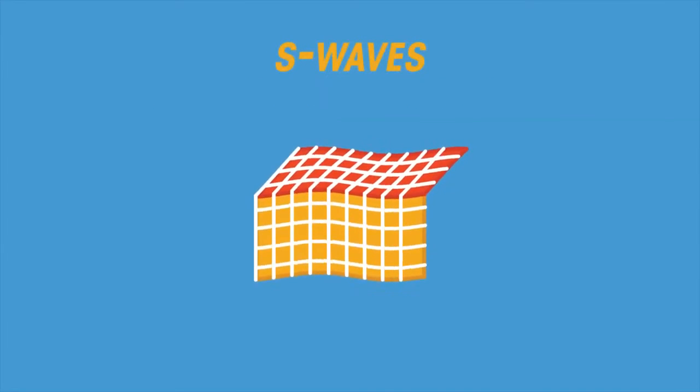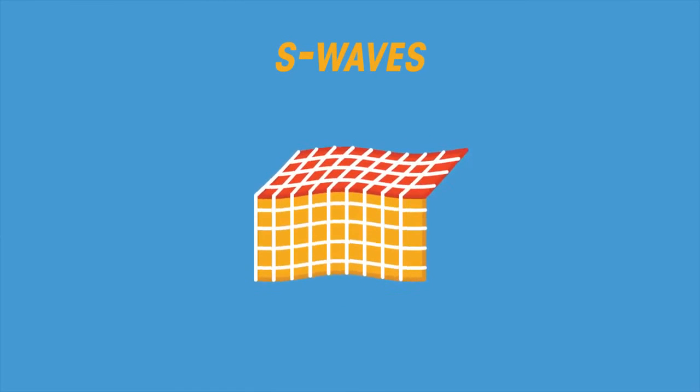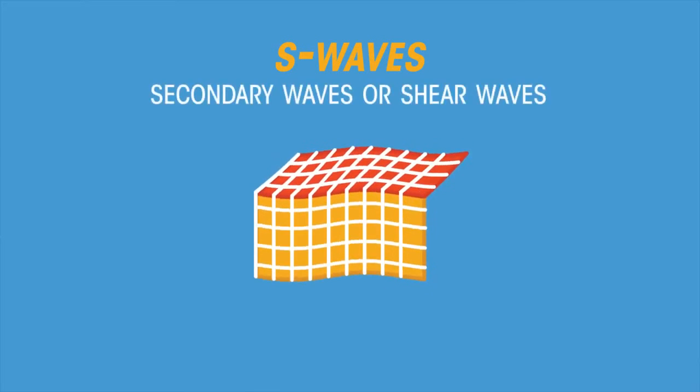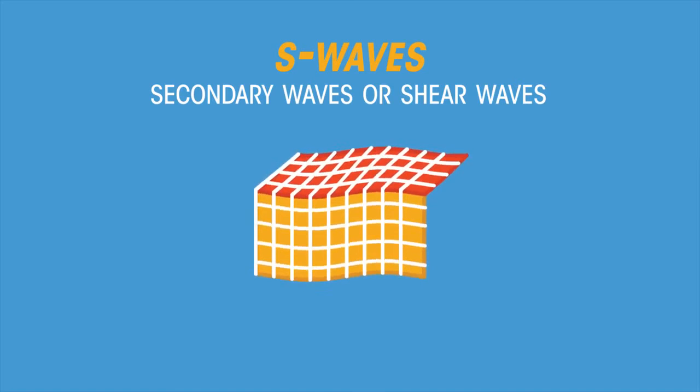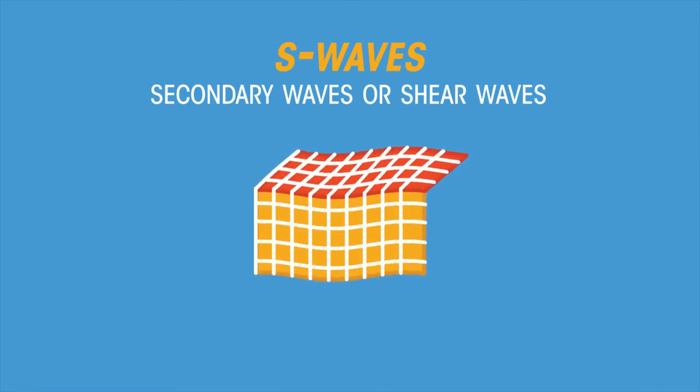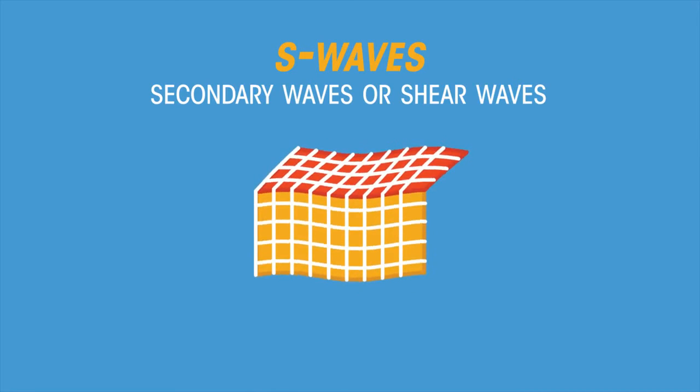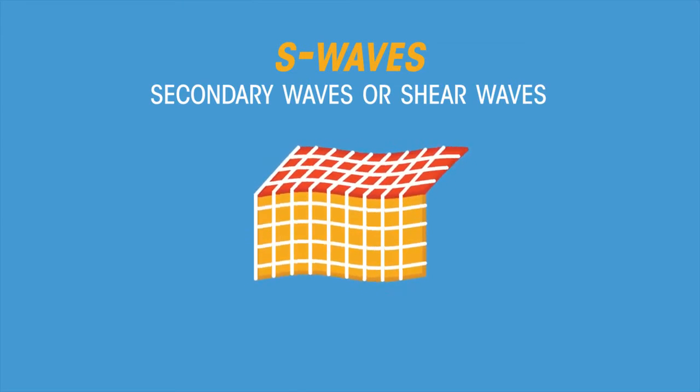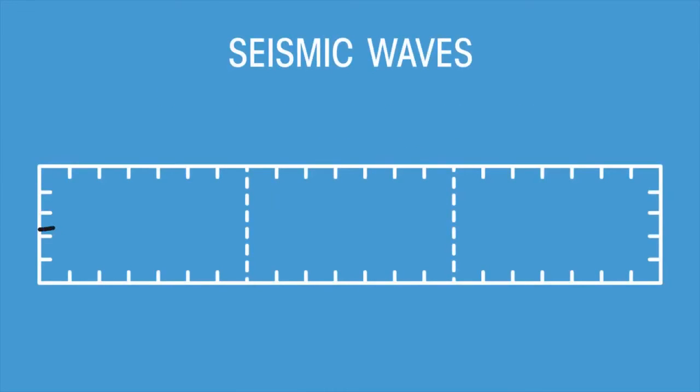S waves. These slower waves arrive after the P waves, and so are called secondary waves or shear waves. S waves cause an up and down motion. They travel through solid but not liquid. Earthquakes are daily natural events monitored by seismic detector stations across the globe, which all build up a picture of how the waves travel through the Earth.